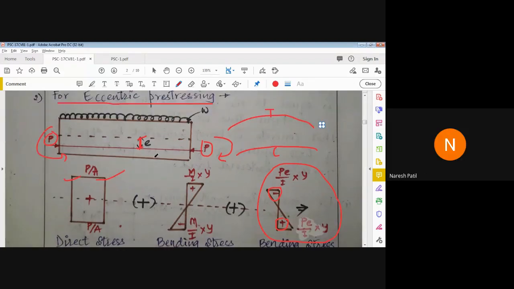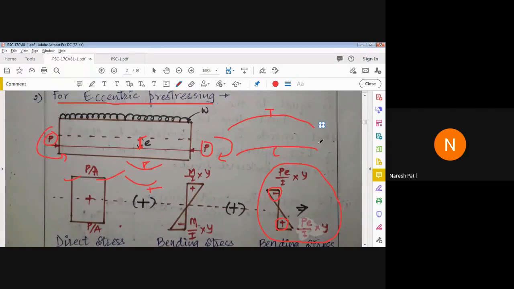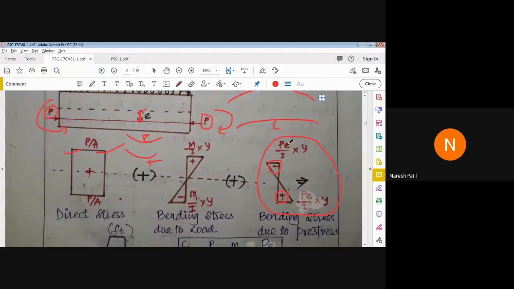See here we have plus and minus. Why? Because due to load, the beam will bend like this. So top will get compression and bottom will get tension. So plus minus. And due to pre-stress, the beam will bend like this. So top will get tension, bottom will get compression. So compression means plus, tension means minus. So P into E, nothing but moment. See, here what is it? M by I into Y. So here also M by I into Y. But what is M here? M is P into E. Correct? Is it clear?